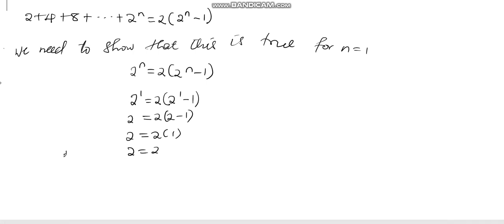So it says therefore true for n equals 1. Then we'll go to step number 2. Step number 2 is the inductive hypothesis.